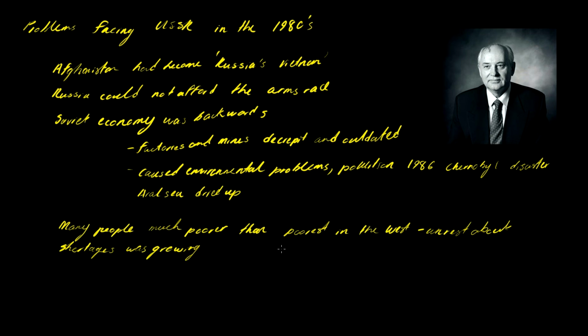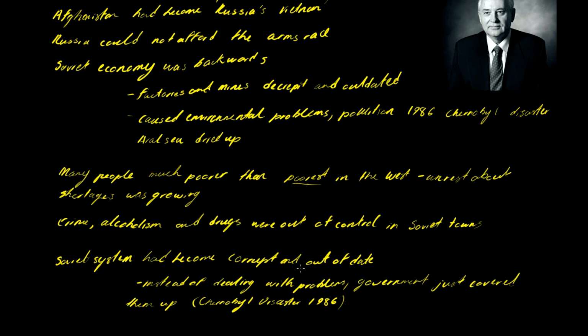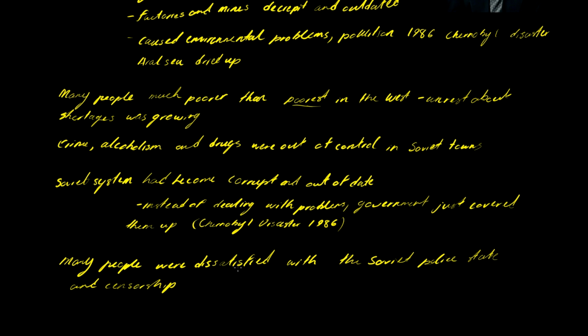Many people were much poorer than even the poorest in the West, and unrest about shortages was growing, shortages of food to feed people. Crime, alcoholism, and drugs were out of control in Soviet towns. The Soviet system had become corrupt and out of date. For instance, instead of dealing with problems, the government just covered them up, like in the Chernobyl disaster in 1986. It covered that up instead of dealing with it. And finally, many people were dissatisfied with the Soviet police state and censorship.